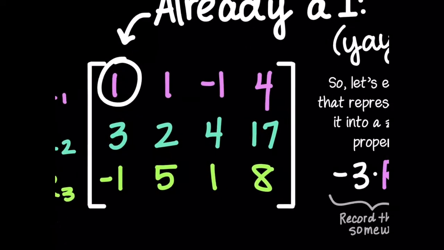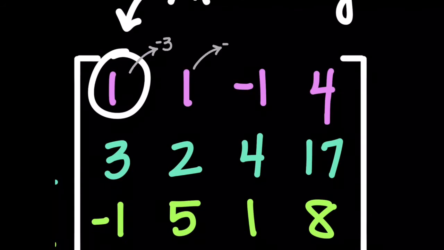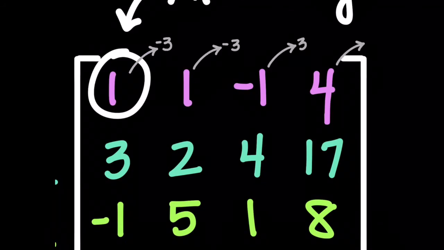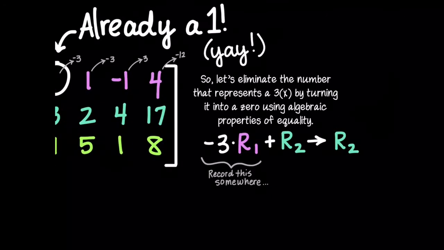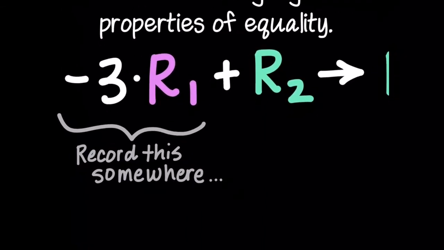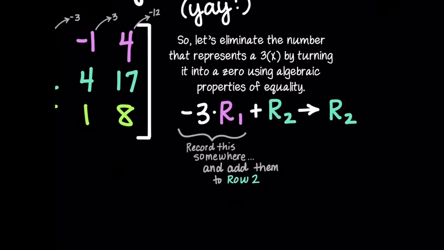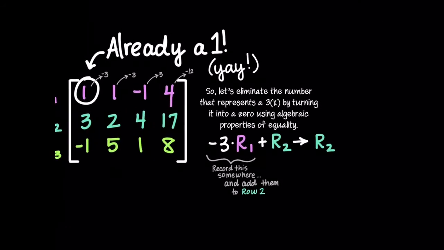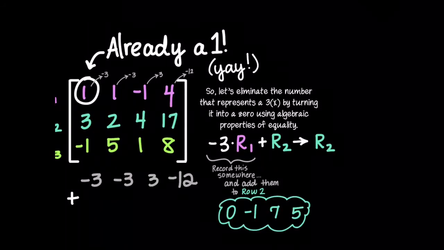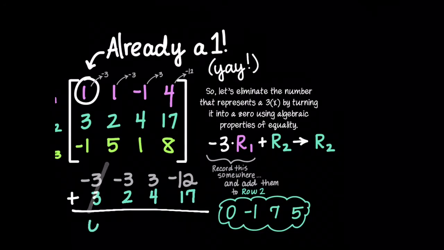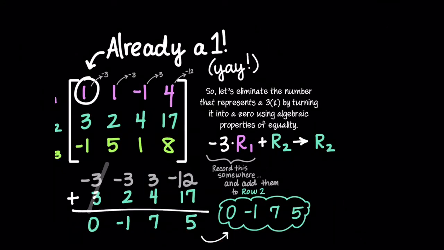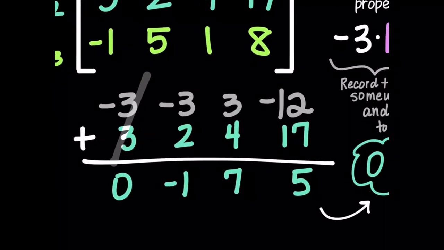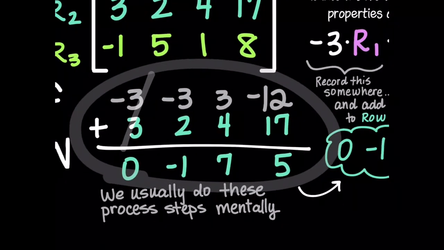If you're anything like me, you'll want to record the result of the multiplication property of equality somewhere so that you don't have to hold those numbers in your mind. Once you've multiplied negative 3 times row 1, you'll need to add it to row 2. The resulting sums are 0, negative 1, 7, and 5. I'm showing the process steps here of adding the two rows together to obtain the new row. You can see we get 0, negative 1, 7, and 5, just like I mentioned before. You don't necessarily have to write those steps down because we usually do those mentally.